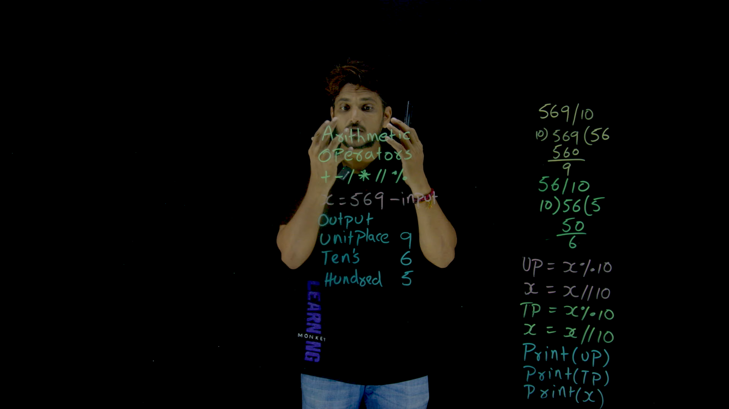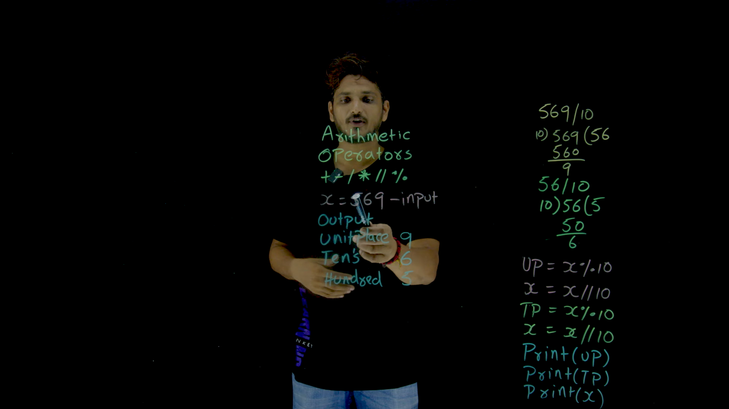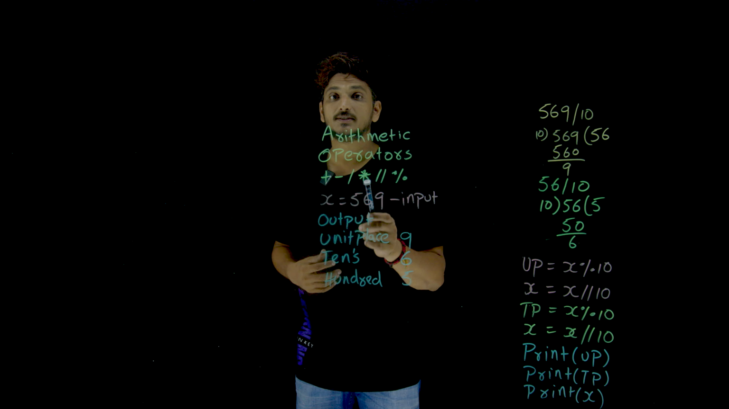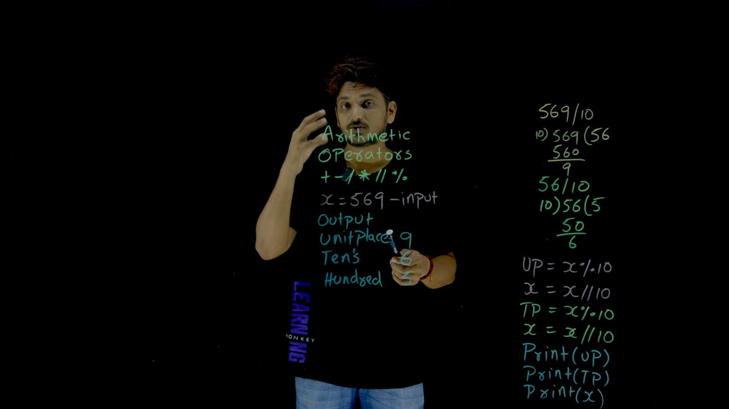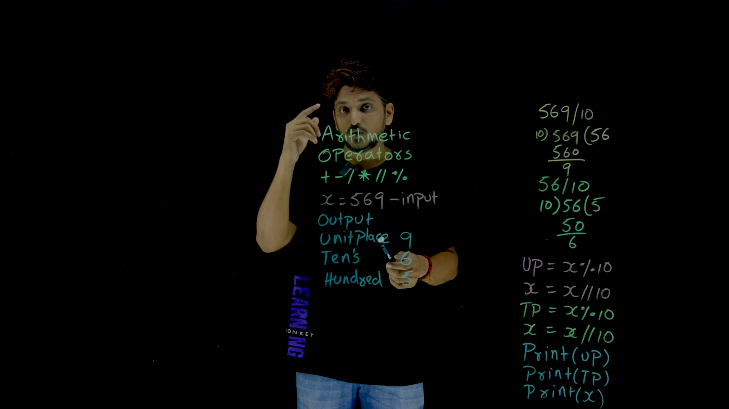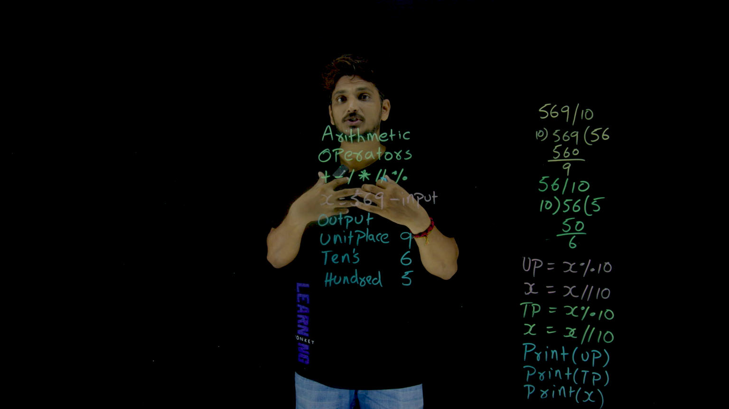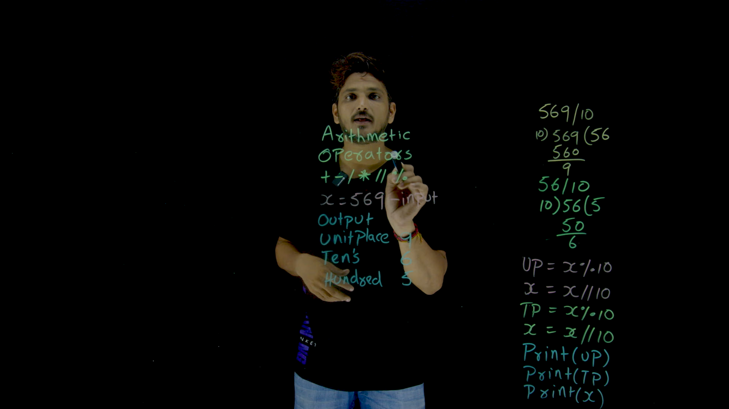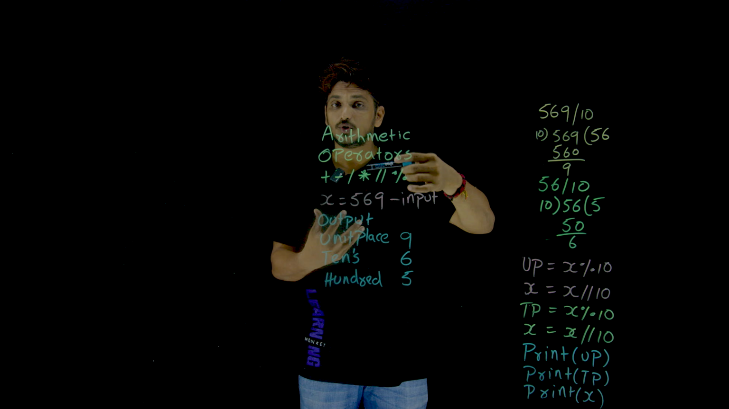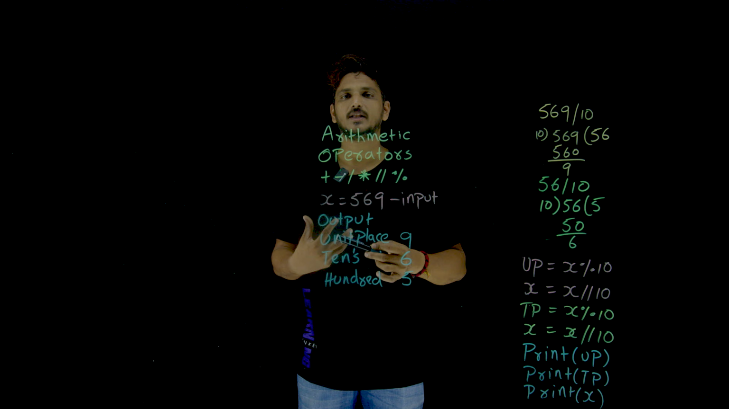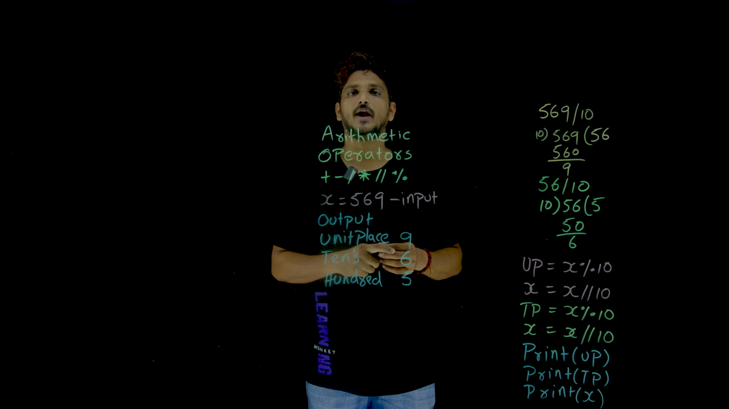See, computers cannot see. By looking at this number, we as humans can say 569, 9 is the units place, 6 is the tens place, 5 is the hundreds place, but computers don't understand, they can't see. You need to provide some logic. What language will they understand? They will understand these operators. Using them, you need to display the units, tens and hundreds places. That is the output you need to provide.